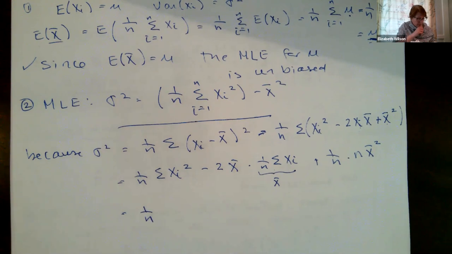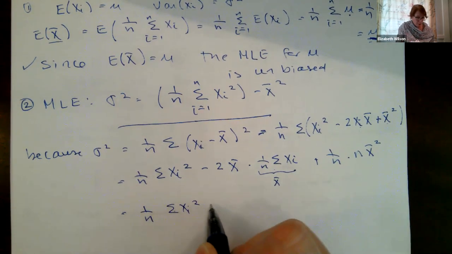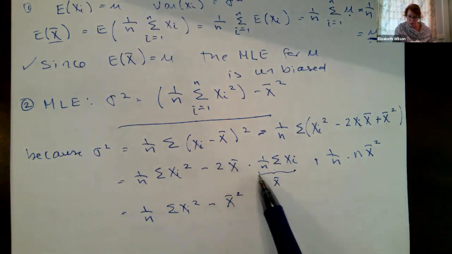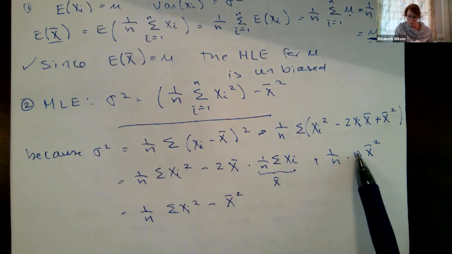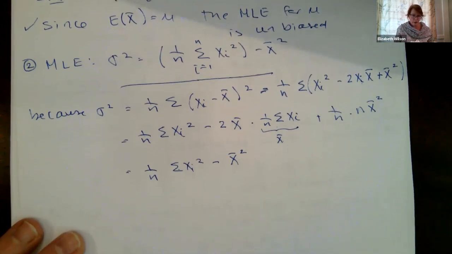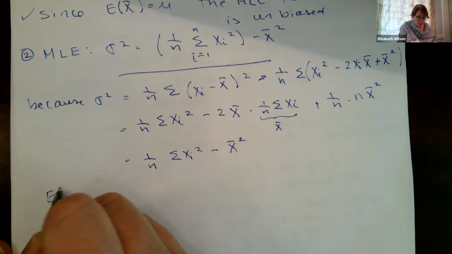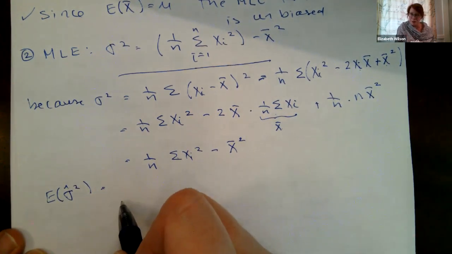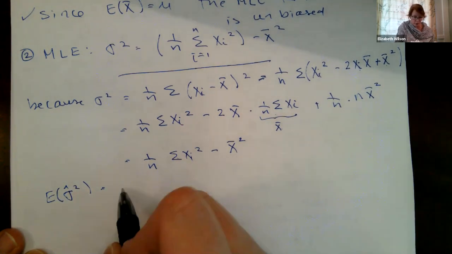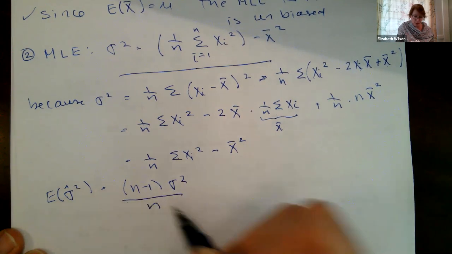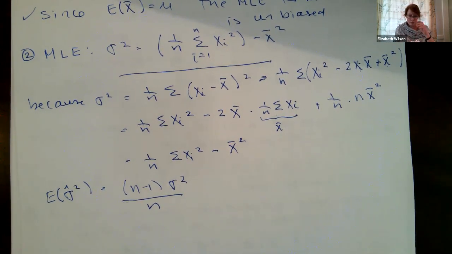So let's go ahead and rewrite this out. I've got 1 over n sum x sub i squared minus 2 times x bar squared plus x bar squared. So I can add them together and get a single x bar squared. So now the expected value of sigma hat squared is equal to, I'm going to write out the answer first and then show you where I got that from. So the answer is n minus 1 sigma squared all over n. I'm going to show you in just a minute where that comes from.